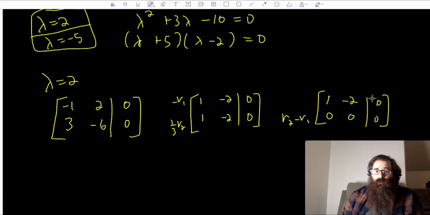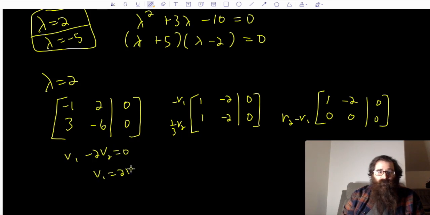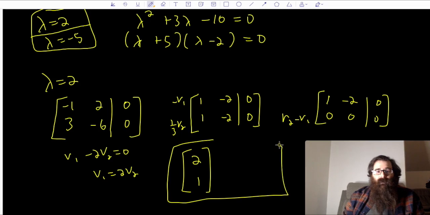And I can work with row 1 to build my eigenvector. So that's saying, okay, v1 minus 2v2 equals 0, or v1 equals 2v2. So building this vector, I'll say, well, let the second entry v2 be 1. The first entry v1 is 2 times 1, gives me 2. So this is my vector, and this is my vector associated with eigenvalue 2.